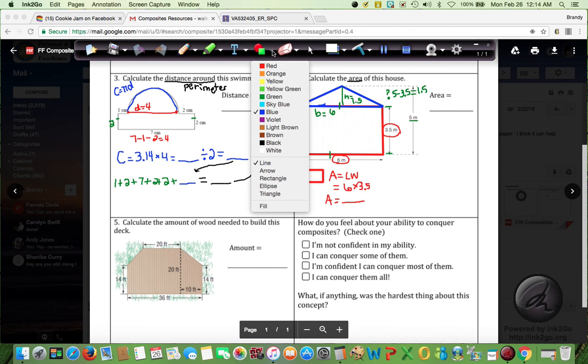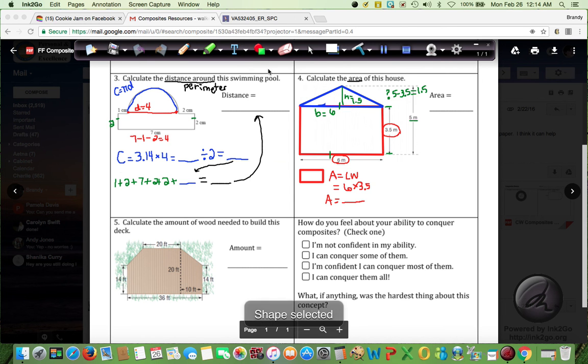So now, let's see if I can get a triangle. I don't know why it's always upside down. Let me try another way. What if I go up? There it is. So I have my triangle, kind of flat looking like that.